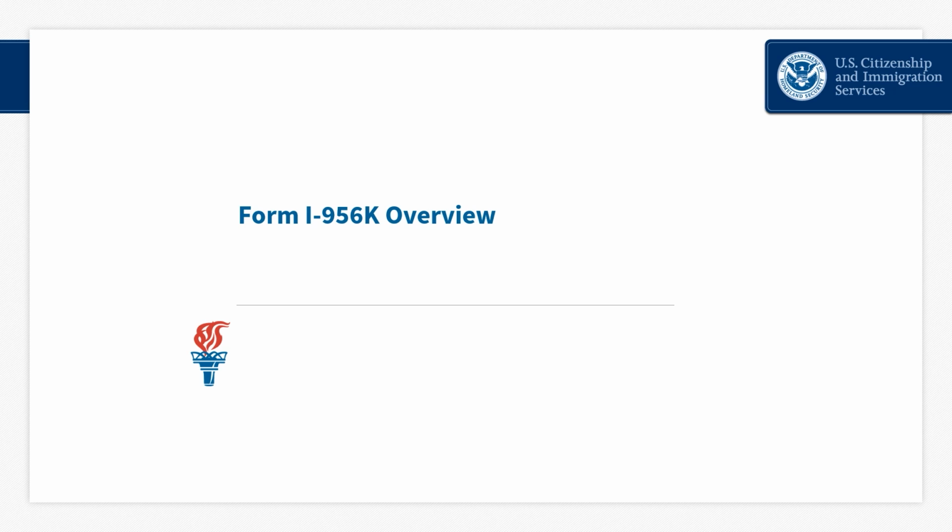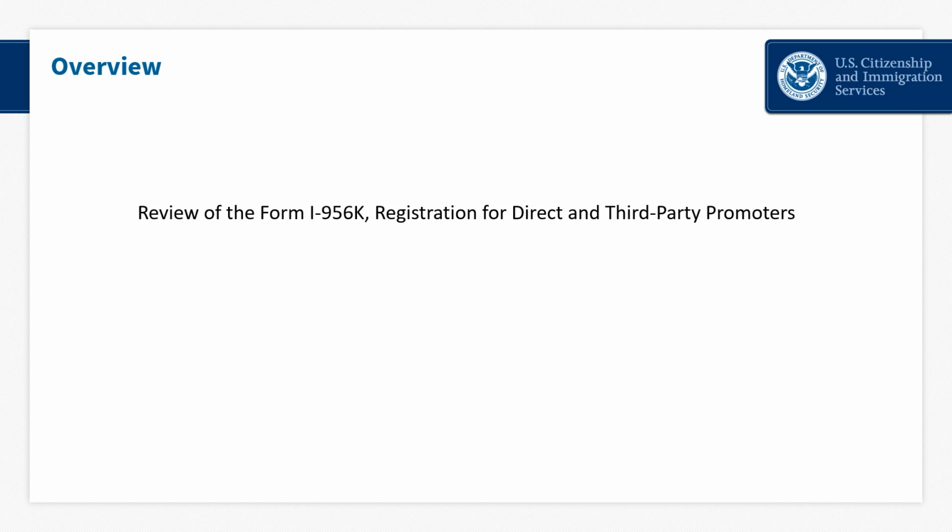Let's start with some of the preliminary general matters that pertain to the Form I-956K. As you might be aware, the Form I-956K is a USCIS form that was created following enactment of the EB-5 Reform and Integrity Act of 2022, the RIA, and was first published on January 4, 2023. Our goal today is to provide guidance regarding the new form.